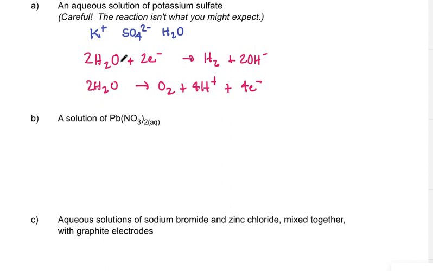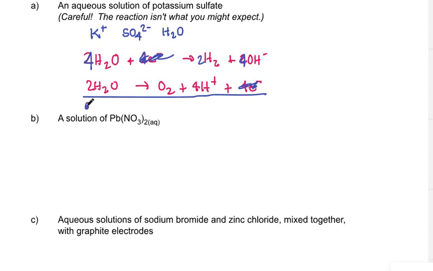So in this cell, to finally answer the question, what would happen in here? Well, I want to combine these two reactions, but right now I have 2 electrons versus 4. That's no good. So double the first reaction: 4 H2O, and that's 4 electrons. And now we can add these two reactions together. Cancel the electrons.